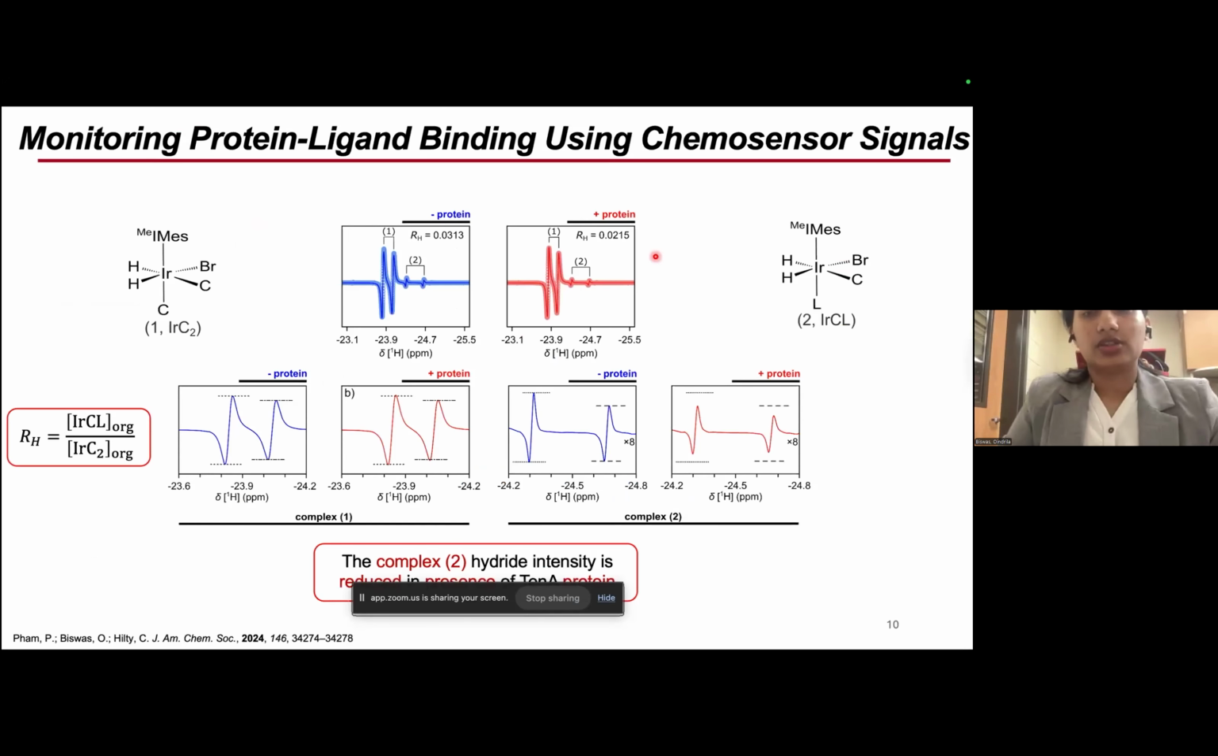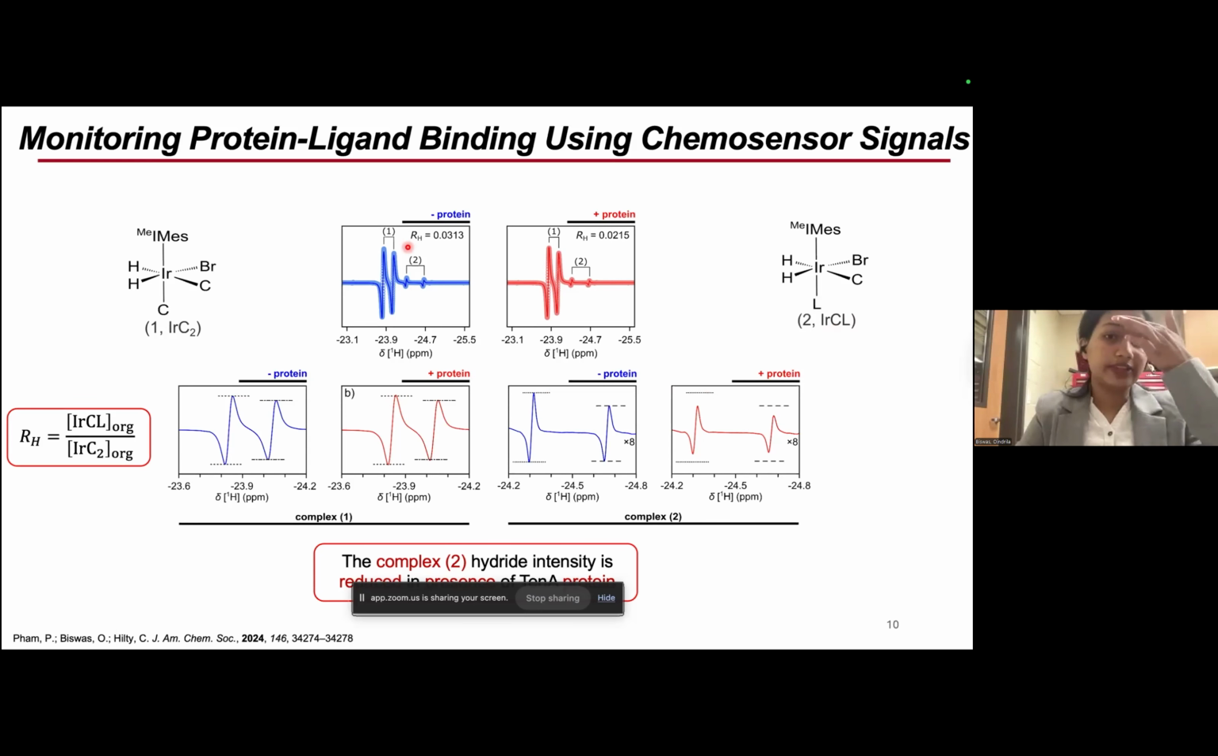Now we did the reaction in the absence of protein. When we solubilized the protein and made the reverse micelle solution, we found out that for complex 1, the intensity of the signal in the absence and in the presence of protein are somewhat similar. However, for complex 2, the intensity decreases in the presence of protein, which is due to the fact that in the presence of protein, the ligand binds with the protein, and as a result we see a lower concentration of free ligand, and complex 2 also forms in lower concentration.